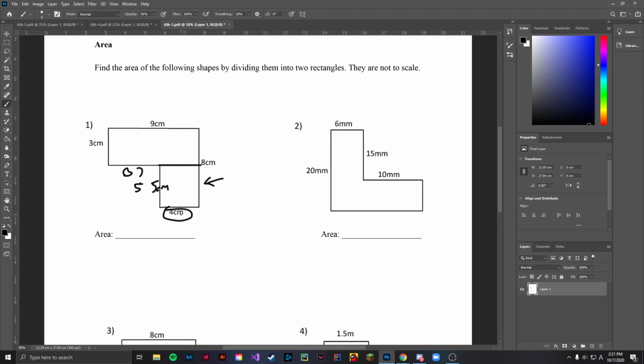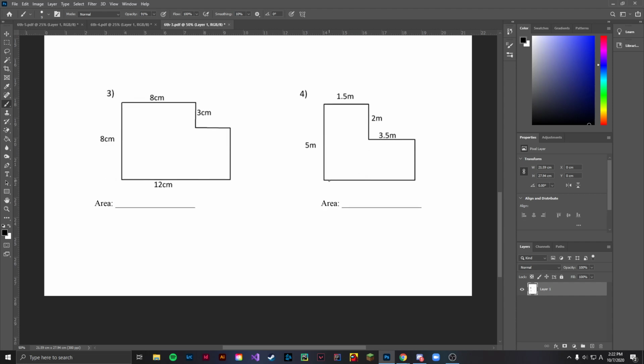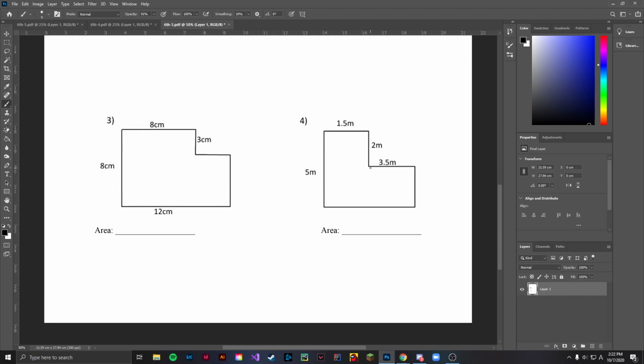This block right here is going to be 4 centimeters times 5 centimeters. That's going to be 4 times 5, 20 centimeters squared. For area, you do the units squared. Right here, 9 centimeters by 3 centimeters. It's just simple multiplication, 27 centimeters squared. You add these two because you're trying to find the total area, right? And you get 47 centimeters squared. Let's go on to the last problem then, because this one's the most difficult.